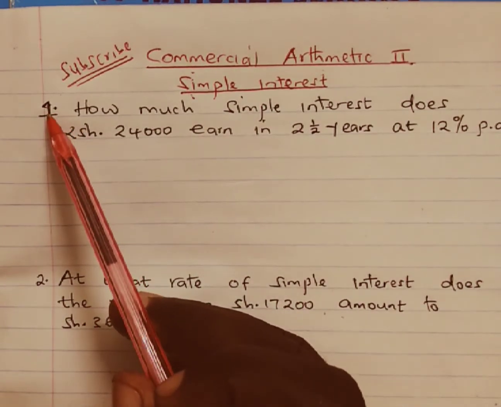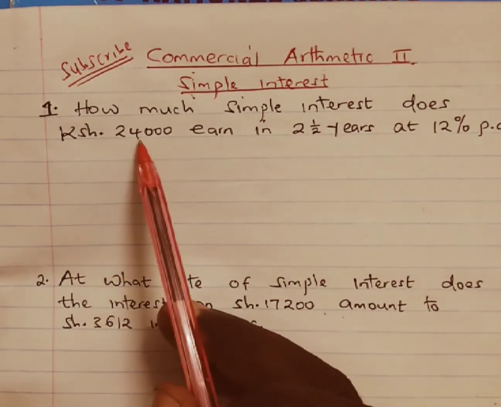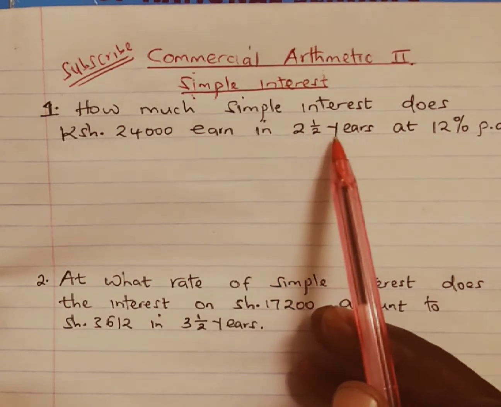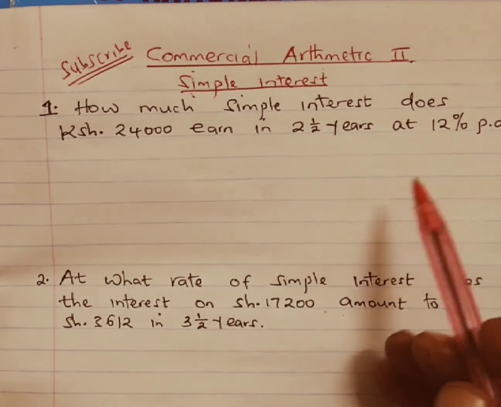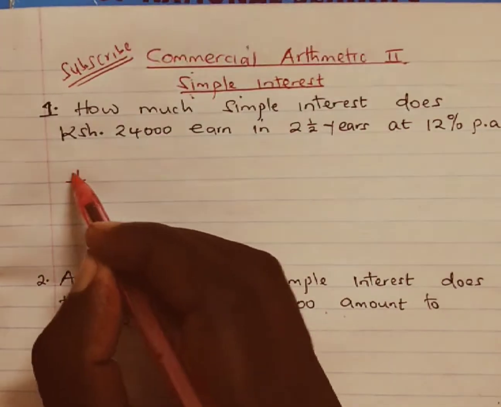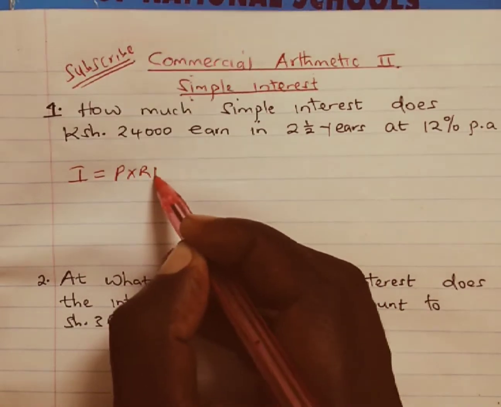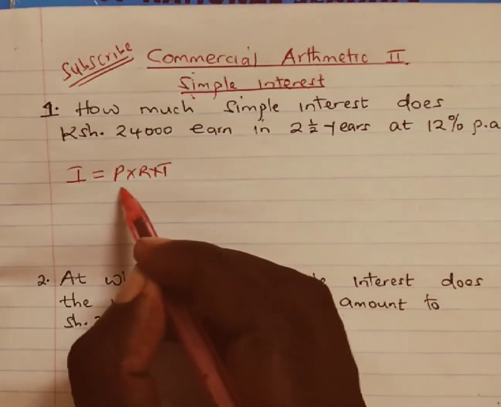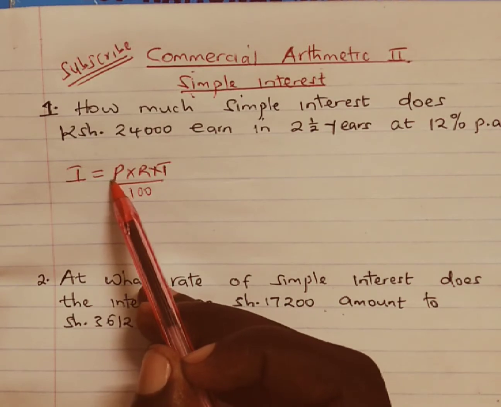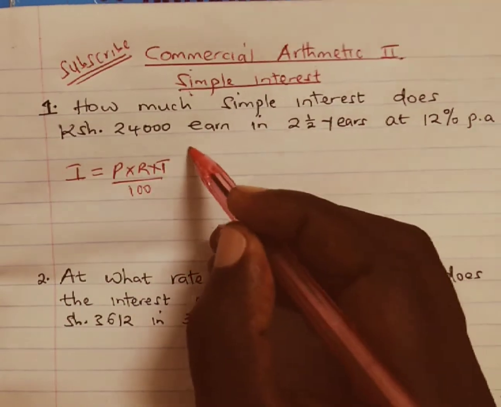And we go straight to the question. How much simple interest does Kenya shillings 24,000 earn in 2.5 years at the rate of 12%? We know if we are calculating simple interest, I is given by the principal times the rate times time divided by 100, where P stands for the principal, R stands for the rate, and T stands for the time.